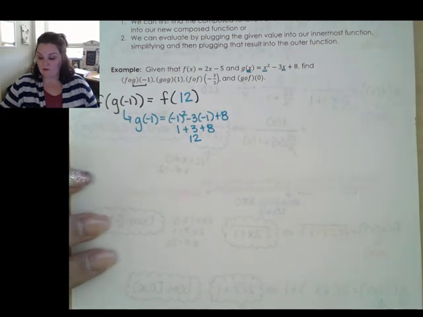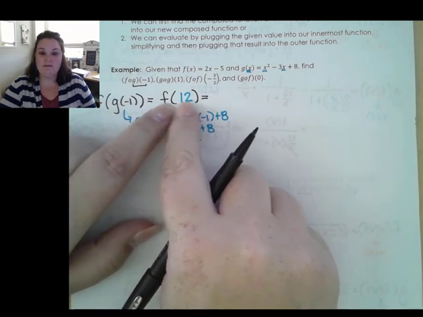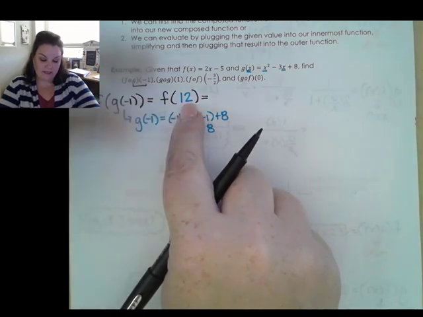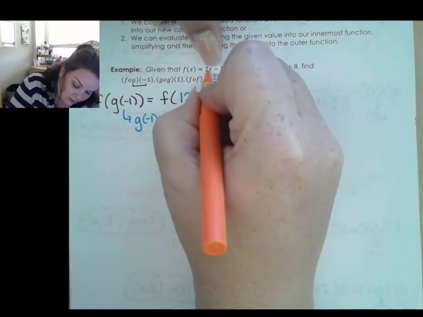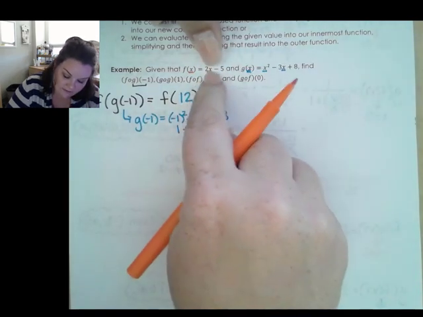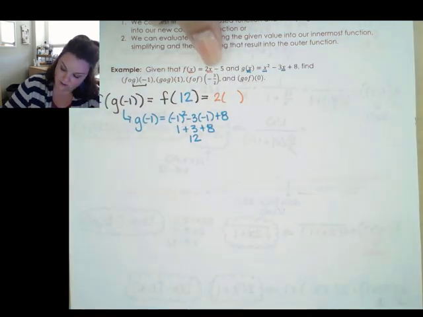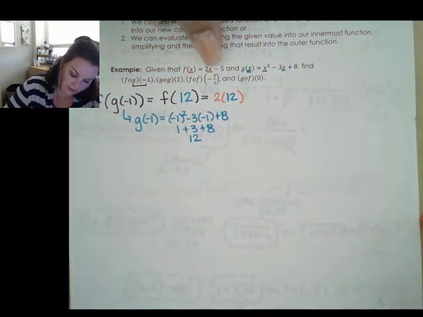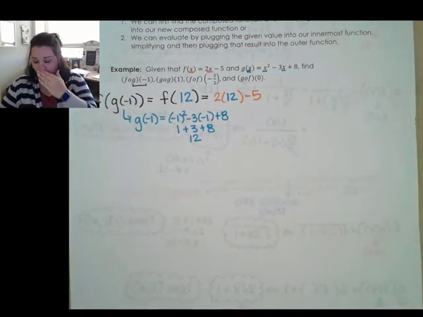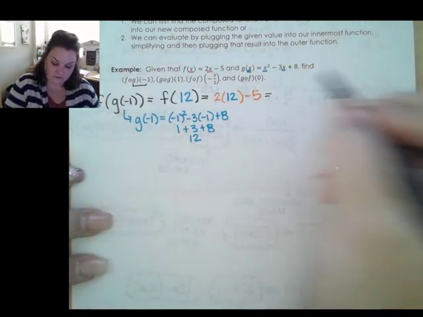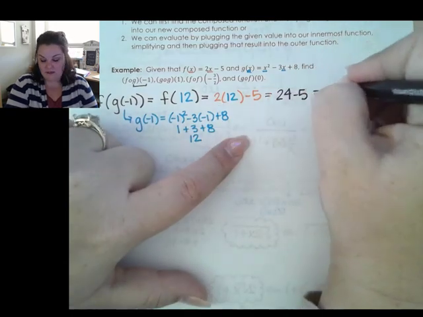Okay? And now that we've simplified that, this last piece should be a lot easier, right? Now we're just finding f of 12. So 12 is what we're plugging into our f function. Our f function says whatever's in the parentheses, we're going to do 2 times that value and subtract 5. So we're going to do 2 times the value in our parentheses, which is 12, and subtract 5. And then we just need to simplify this, right? 2 times 12 is 24, minus 5 gives me 19.